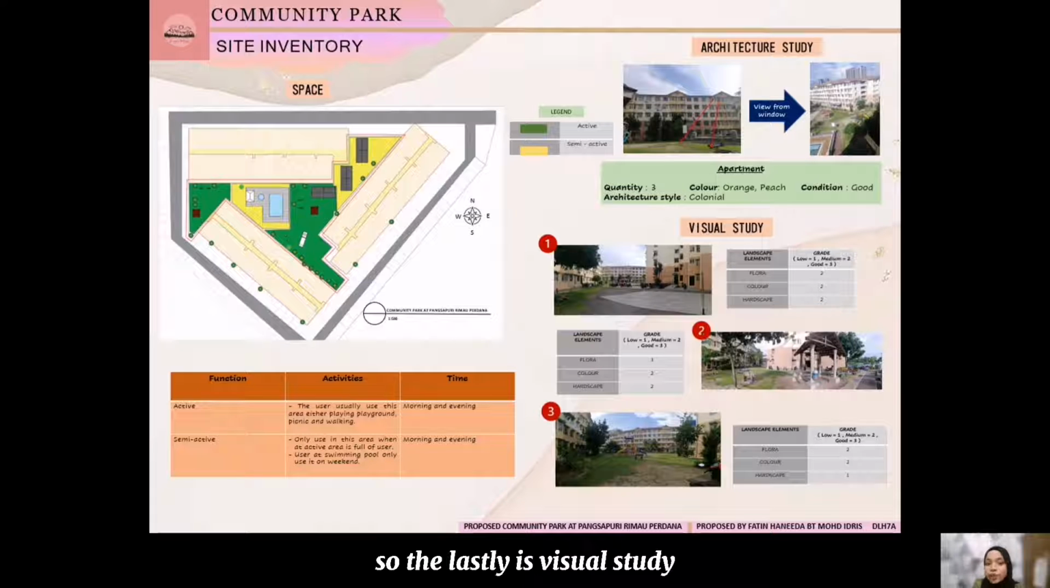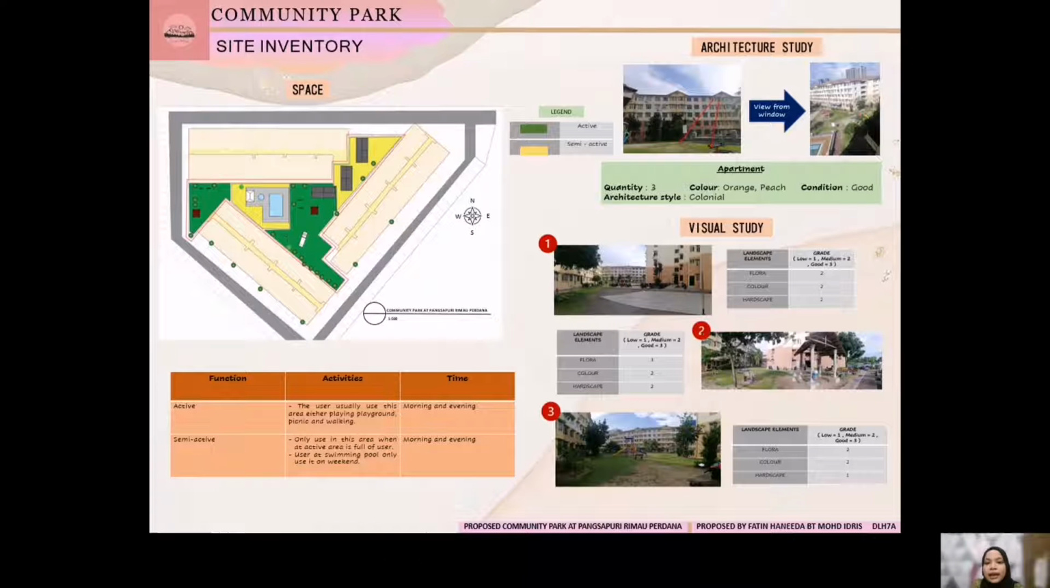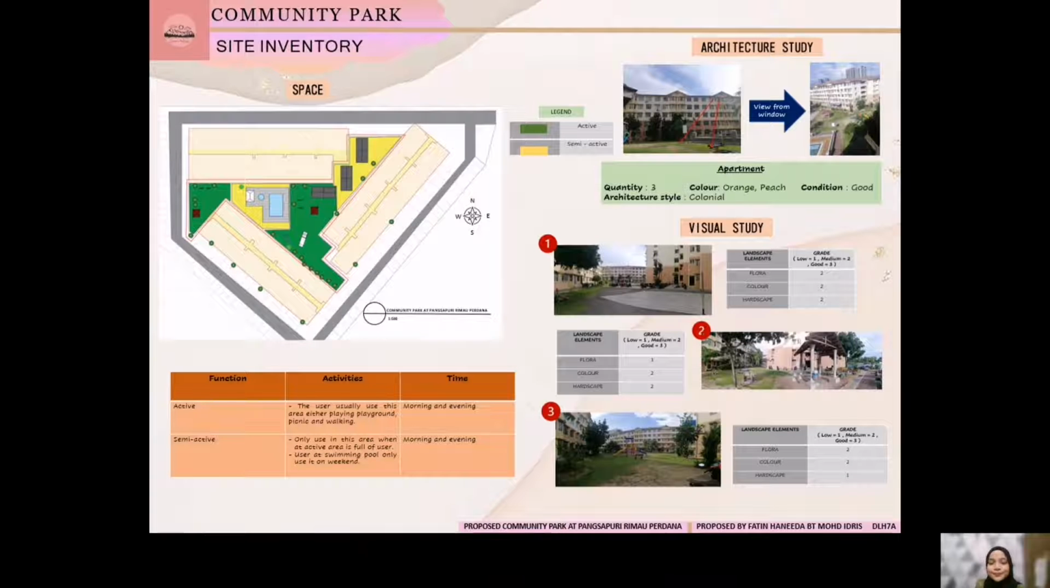So lastly is visual study. The visual study can discuss about landscape elements that have flora, color, and hardscape. So for the first picture, the flora is 2, color 2, hardscape 2. Second picture is flora 3, color 2, and hardscape 2. And then the third picture is flora 2, color 2, hardscape 1.